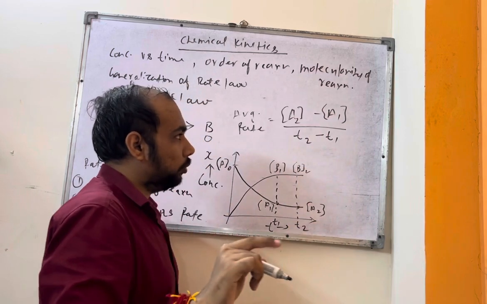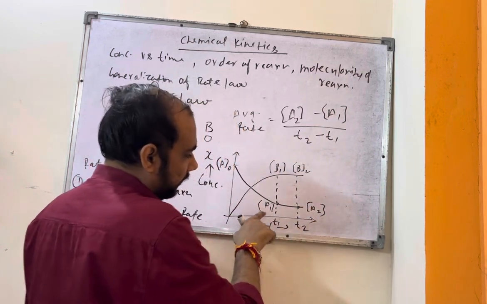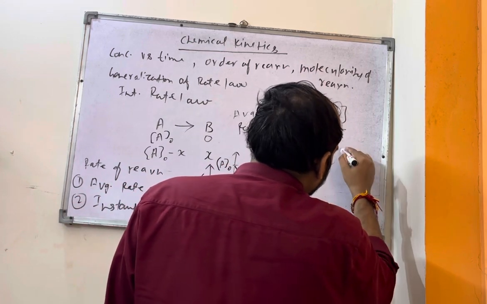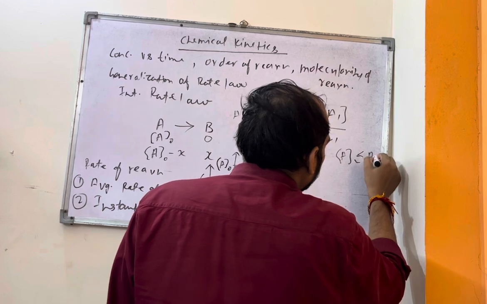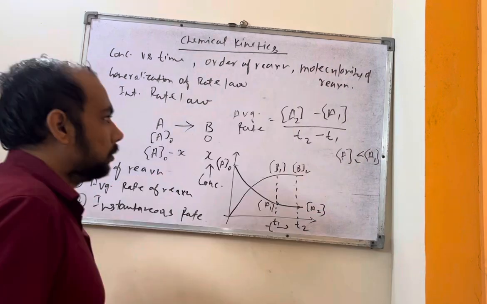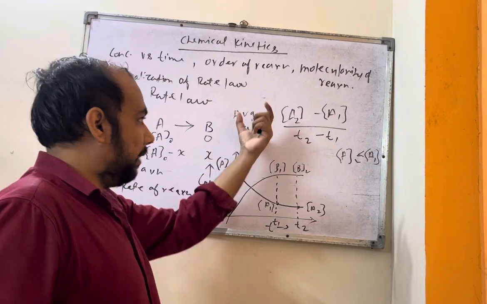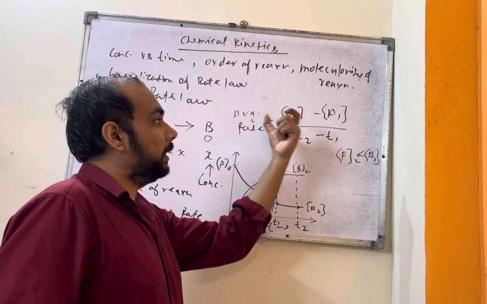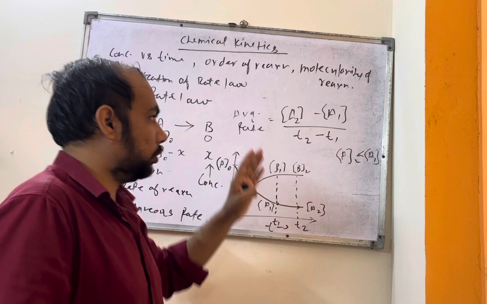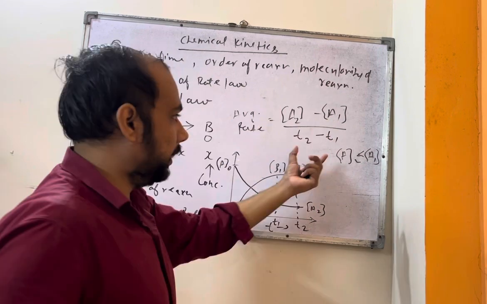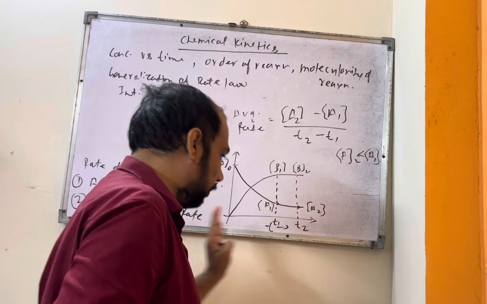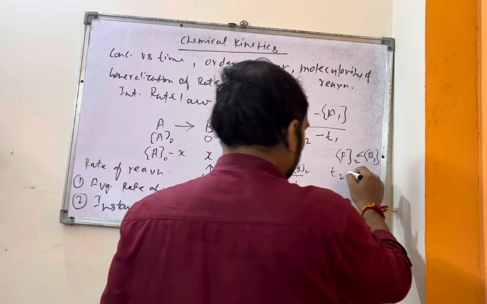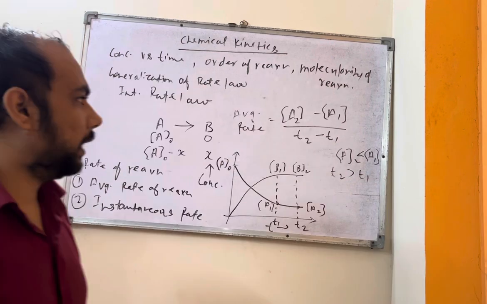One thing we have to notice is that A2 is less than A1. So this rate will be for disappearance, and A2 minus A1 will be negative, so we put a negative sign to make the overall rate positive. Time is positive, because T2 is greater than T1, as time is increasing. So this is our average rate of reaction.